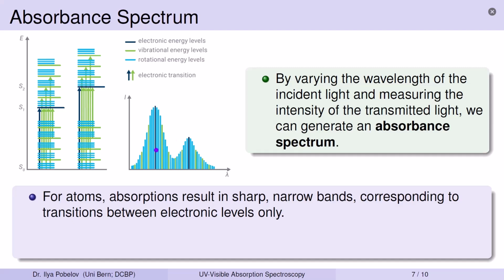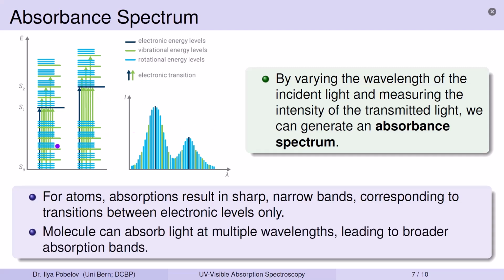This spectrum typically plots the absorbance of light against the wavelengths. For atoms, these absorptions result in sharp, narrow bands corresponding to transitions between electronic levels only. However, molecules have additional vibrational and rotational energy levels superimposed on their electronic energy levels. This means that a molecule can absorb light at multiple wavelengths, leading to broader absorption bands. These bands can be even broader in solutions due to interactions between the solvent and solute.